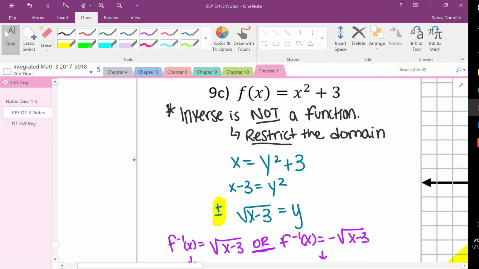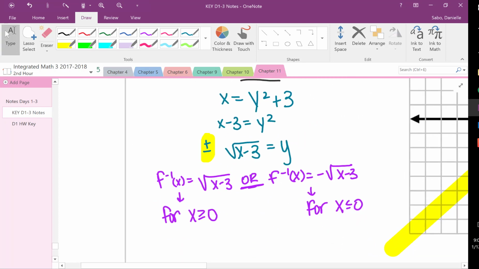Okay, so let's talk about this. A lot of you were flying through it. Good job. Yes, a lot of you got to this point, and you probably just had this. But remember, when you take the square root of something when you are solving, you have to have plus or minus, and here's why.